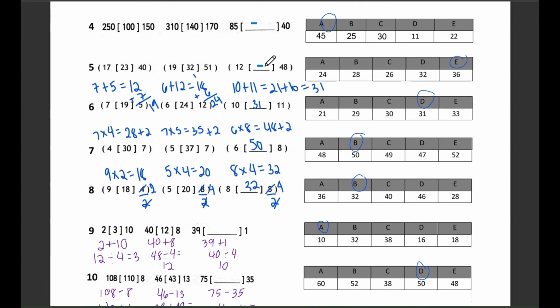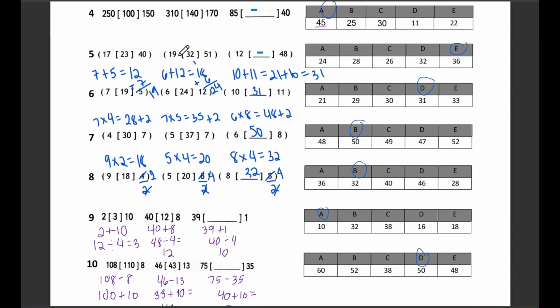Question 4. We have 250, 100, 150, then 310, 170, 140, and lastly 85, blank, 40. The answers are A, 45, B, 25, C, 30, D, 11, and E, 22. The answer here is A, 45. This time we're subtracting. 310 minus 170 is 140, so 85 minus 40 is 45.